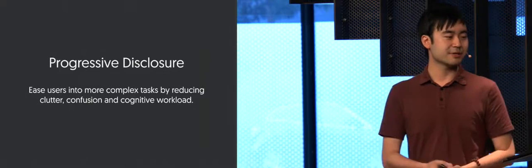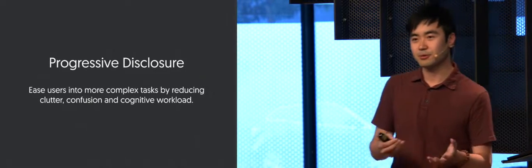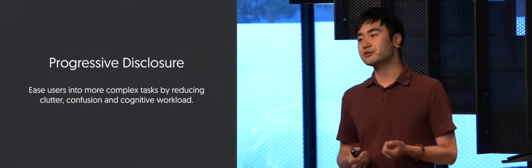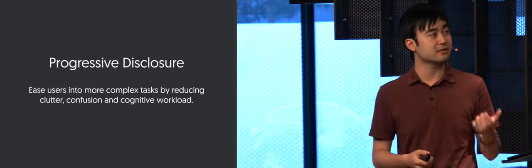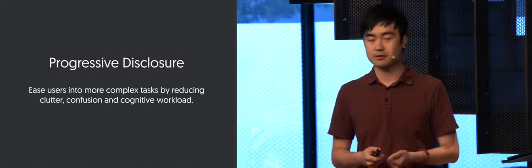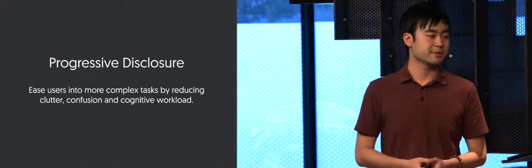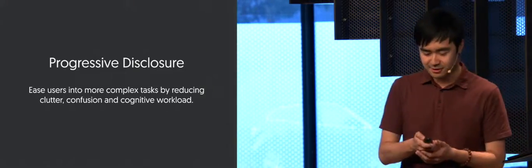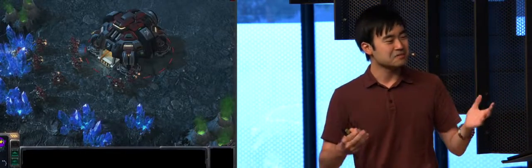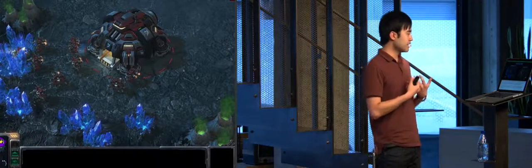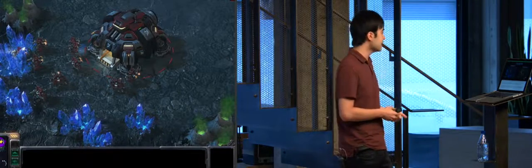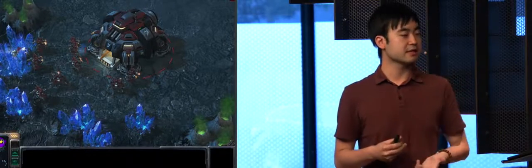There's also a design trick you can use with onboarding. It's called progressive disclosure, which is a design technique to ease users into more complex tasks by reducing clutter, confusion, and cognitive workload earlier in the experience. I'll explain this more using an example that is familiar to us all. Games. Some of them are inherently very complex, and yet players can still learn about games and pick them up relatively fast. It's because they use the technique really well.